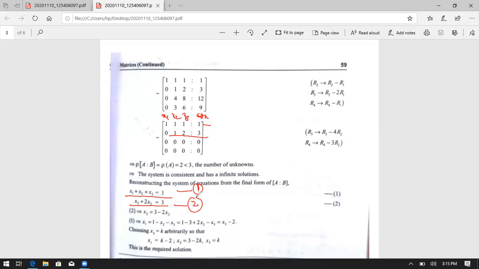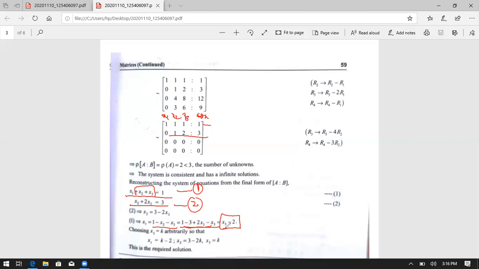Next, come to equation 1. The value of x2 substitute here. That is x1 is equal to 1 minus x2 and x3 value come to this side, that is minus x2 and minus x3. X2 is equal to 3 minus 2x3, so x1 is equal to 1 minus 3 plus 2x3 minus x3. That is equal to x3, simplification, that is x3 minus 2. Finally you write x3 minus 2.